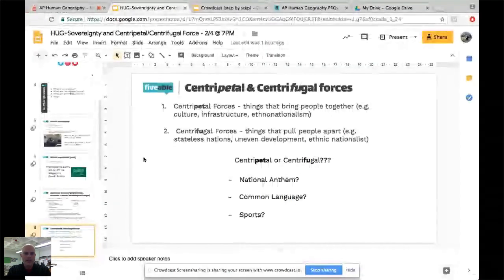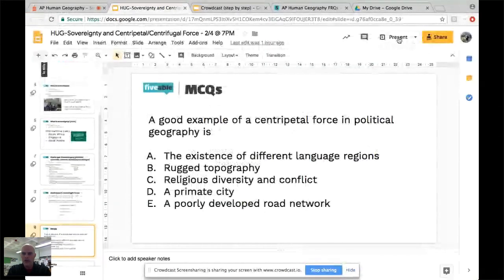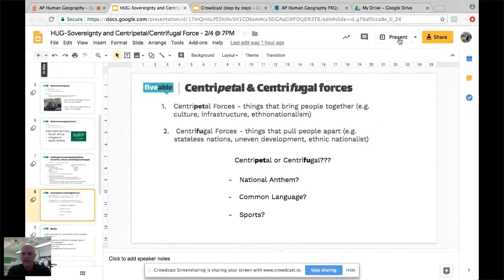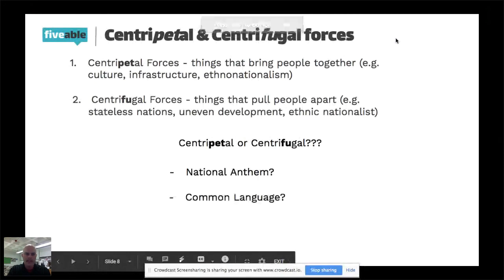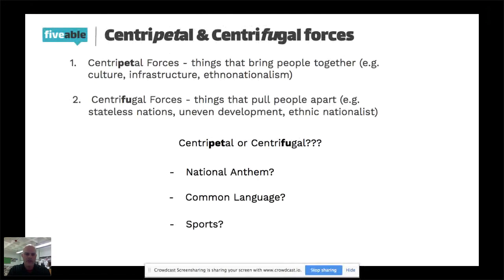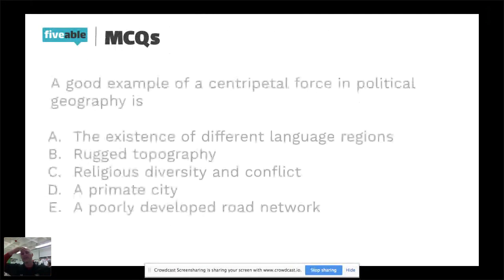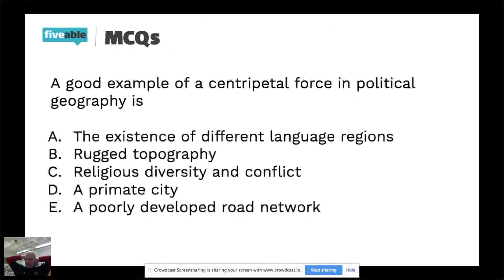All right. Let's continue here. Oh, I got some multiple choice questions already. Let's look at it. Good stuff. Hopefully you guys understand sovereignty and centrifugal forces better here. All right, multiple choice question. A good example of a centripetal force in political geography is, what do we think here, guys? A, B, C, D, or E? What's a good example of a centripetal force?